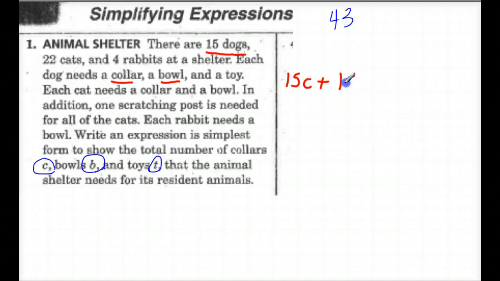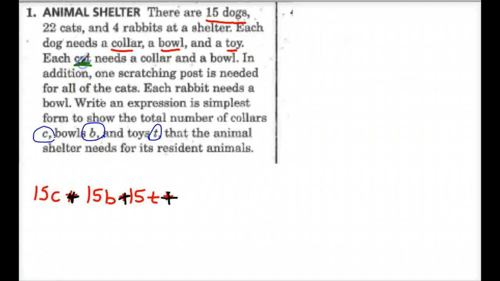So we'll need 15 B's and a toy. So we'll also need 15 toys, T's. Oh, we're going to run out of room. Okay, so now we're going to move on to cats. I'm going to do all the cat things in green.